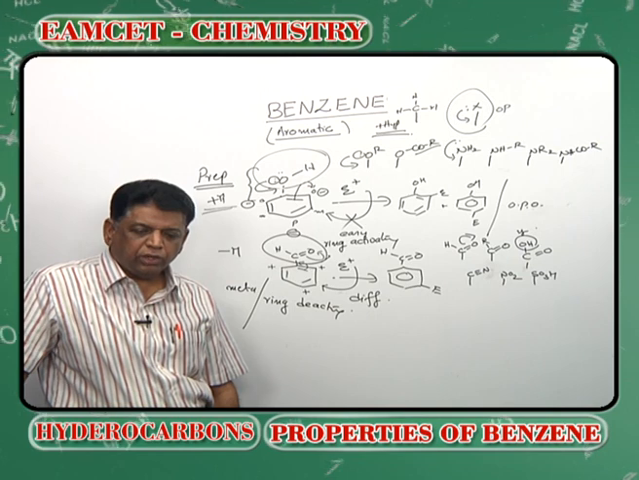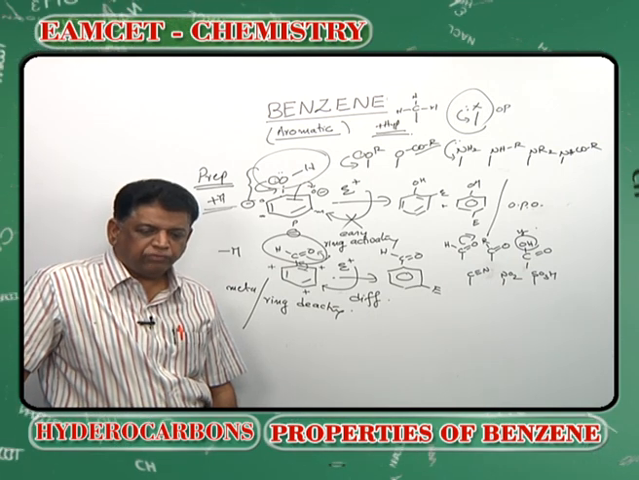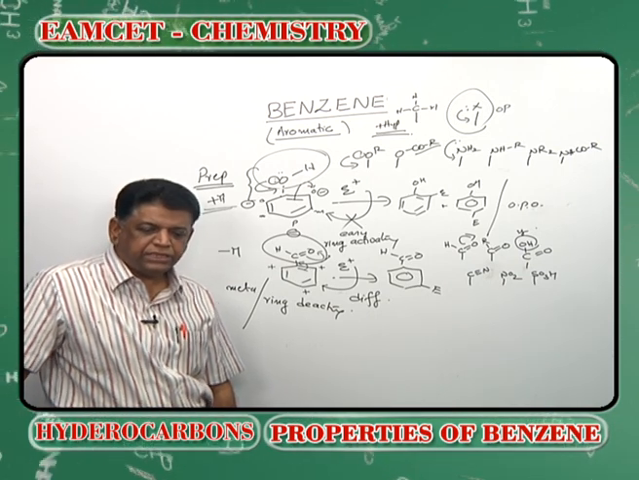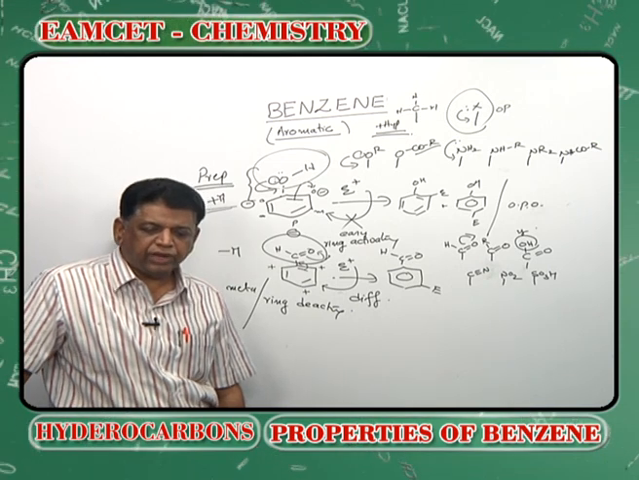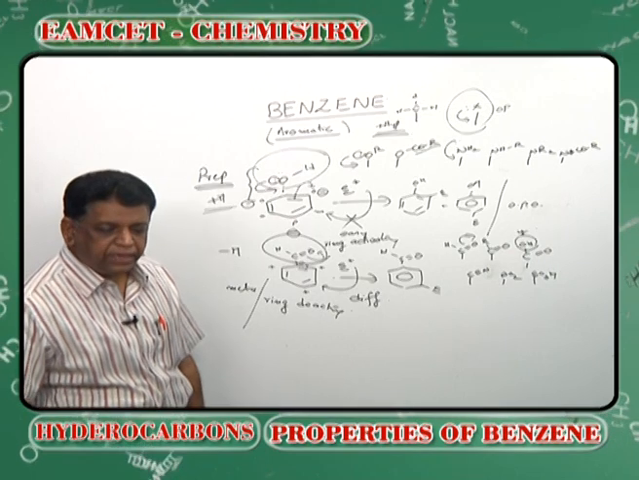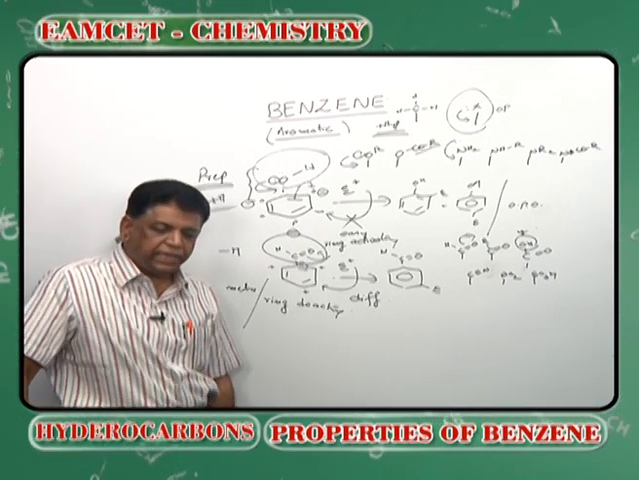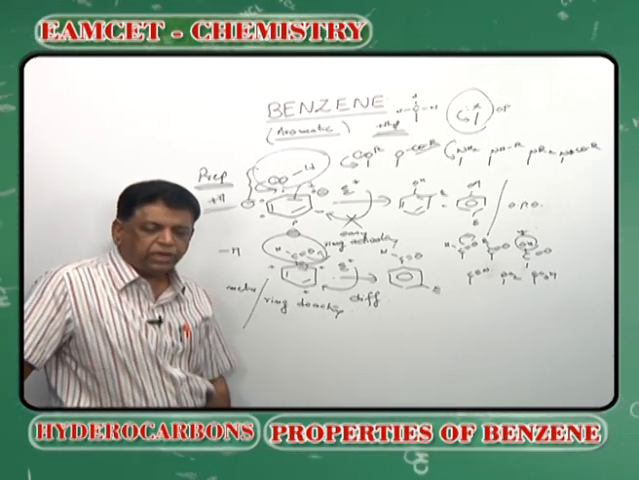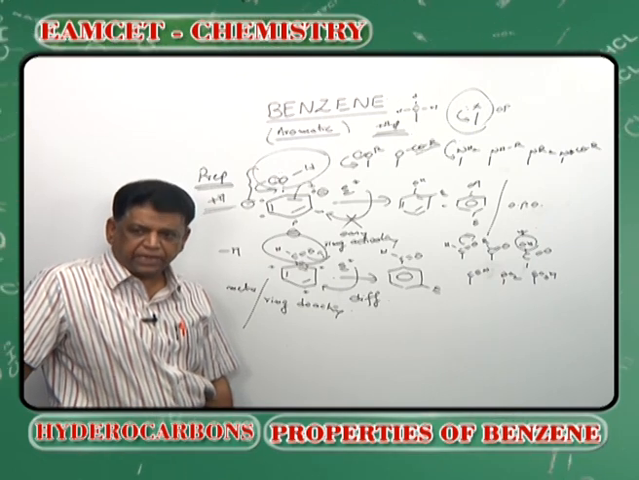Next, what is the molecular formula of the product formed when benzene is treated with ethyl chloride in presence of anhydrous aluminum chloride? This is a Friedel-Crafts reaction. So, benzene will become ethyl benzene whose formula is 6 carbon plus 2 more carbons, C8H10.